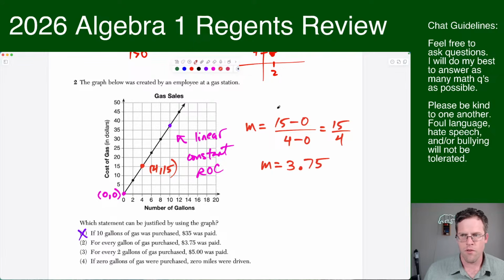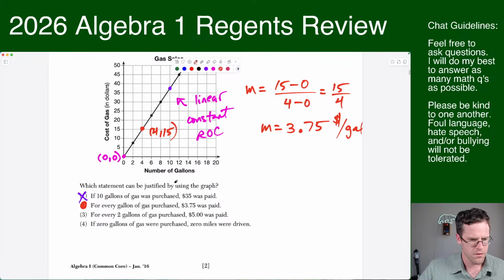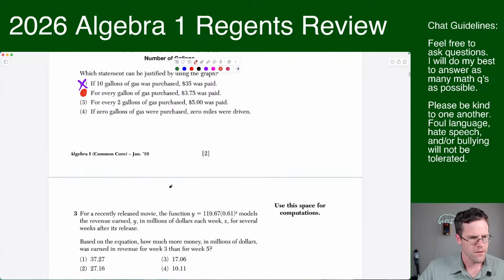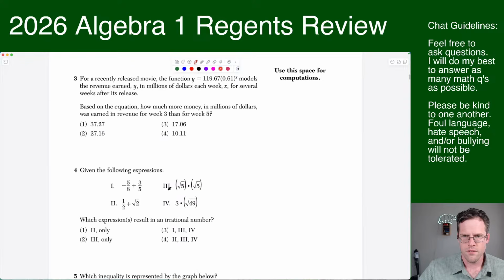Okay, and remember, it's rise over run. So the units are going to be dollars per gallon. So for every gallon of gas purchased, $3.75 was paid. Choice 2. Okay? Cool. All right. So let's see, moving on.